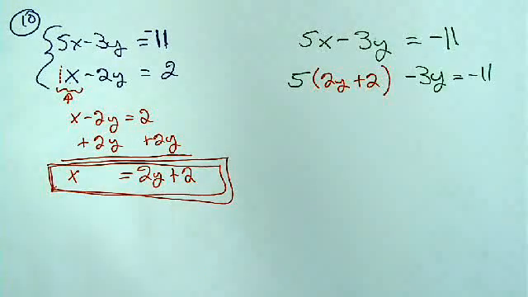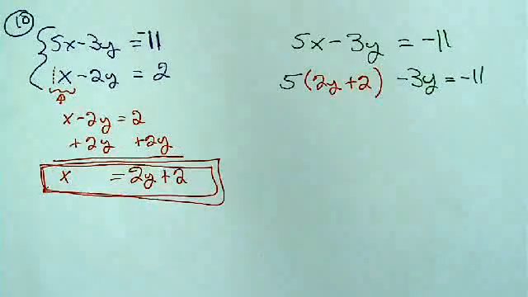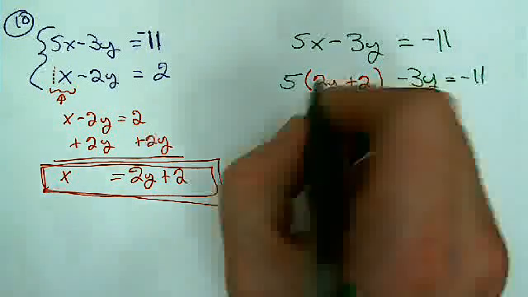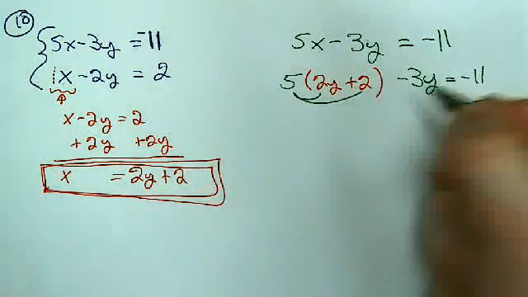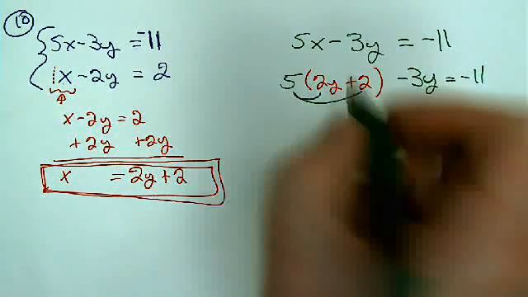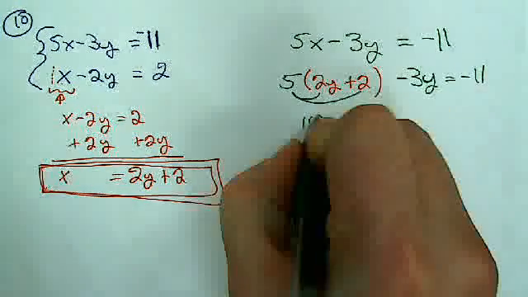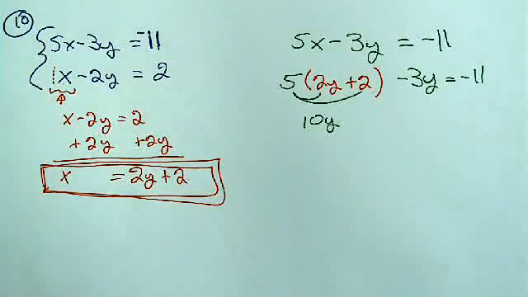All right, so there's my plug-in. It's going to be 10y plus 10. Exactly. When you multiply times parentheses, everybody gets multiplied. So 5 times 2y is 10y. Yeah, that's what I'm doing right now.